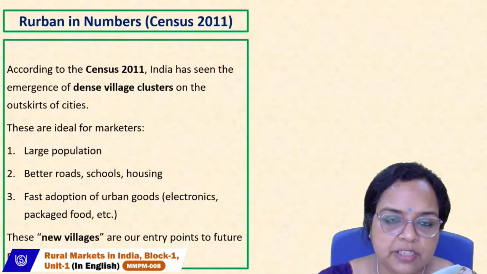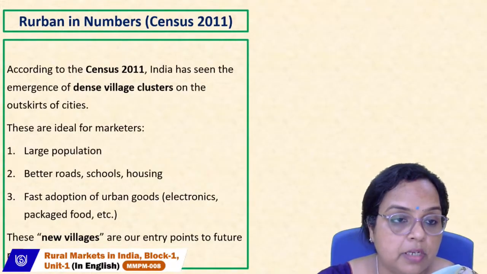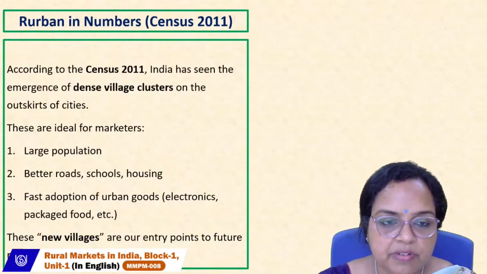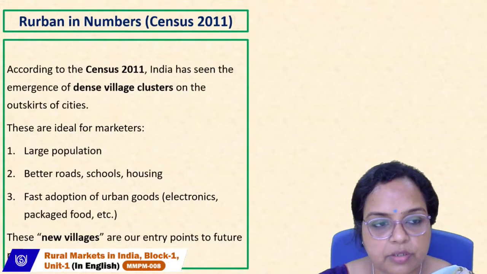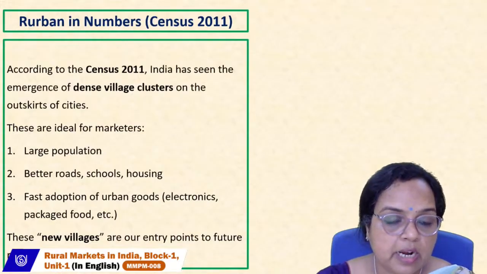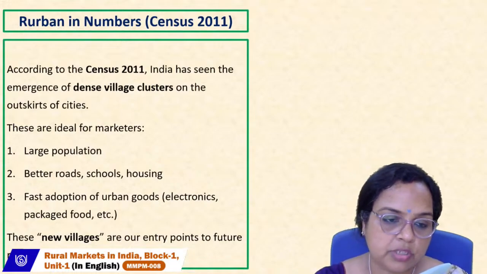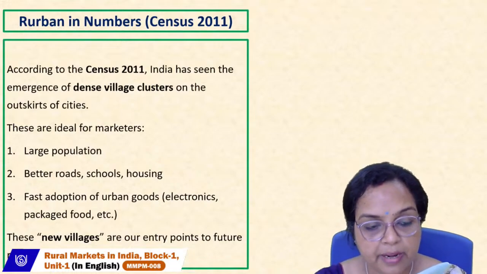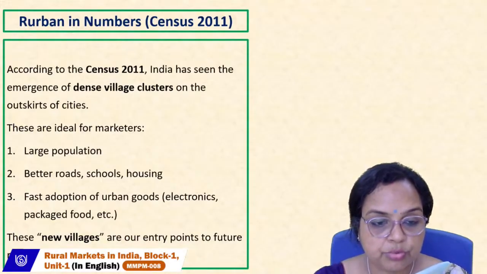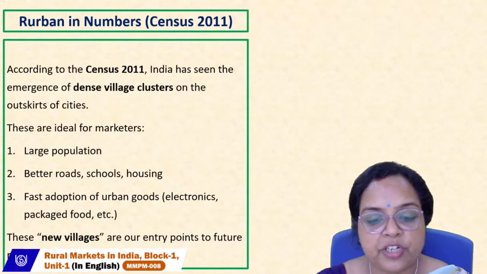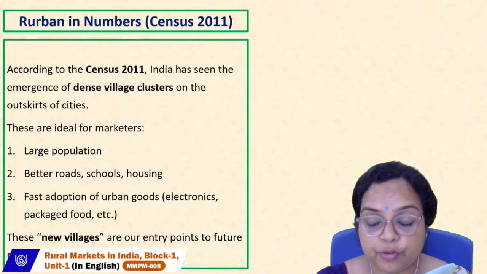Rurban in numbers, as per the census data 2011. As per Census 2011, India has seen the emergence of dense village structures or clusters on the outskirts of cities. These are ideal for marketers due to large population, better infrastructure, logistics, roads, schools, and housing type. They show fast adaptation to urban goods like electronics, packaged foods, etc. These new villages are our entry points to the future of the rural market.